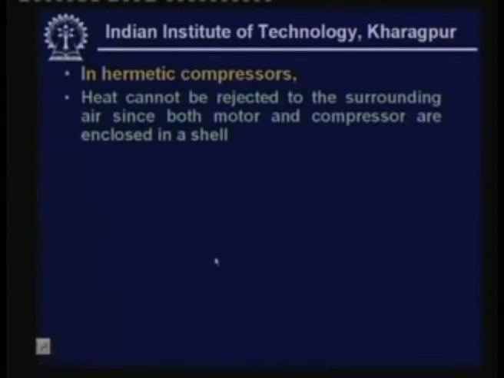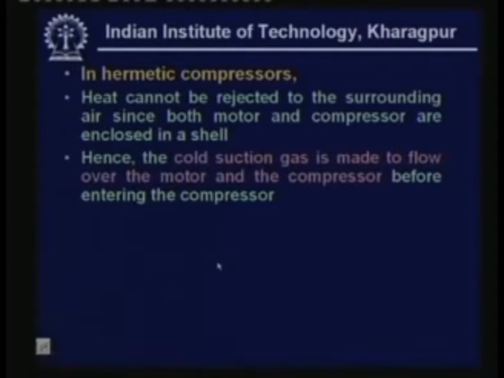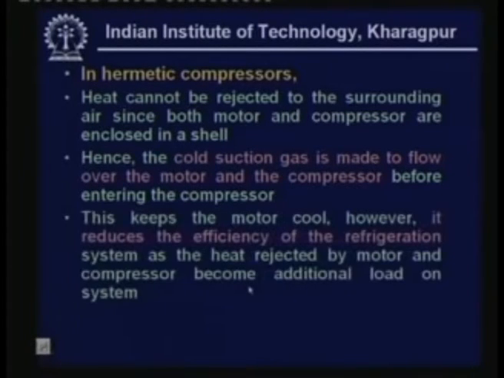So in hermetic compressors, as we have seen, heat cannot be rejected completely to the surrounding air, since both motor and compressor are enclosed in a shell, as explained. Hence the cold suction gas is made to flow over the motor and the compressor before entering into the compressor. That means the suction gas itself is used to keep the motor and compressor cool. As a result of which the motor remains cool. However, this reduces the efficiency of the refrigerant system.